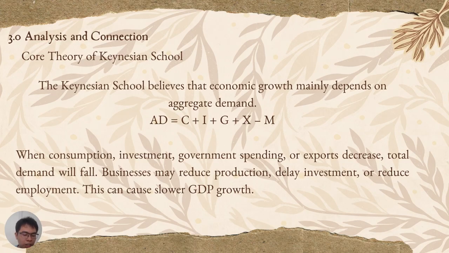From the Keynesian perspective, when aggregate demand decreases, businesses may experience low sales. As a result, they may reduce production, delay investment, or slow down hiring. This will eventually lead to slower GDP growth. Therefore, Keynesian theory is useful in explaining how weaker demand can cause an economy to grow at a slower rate.